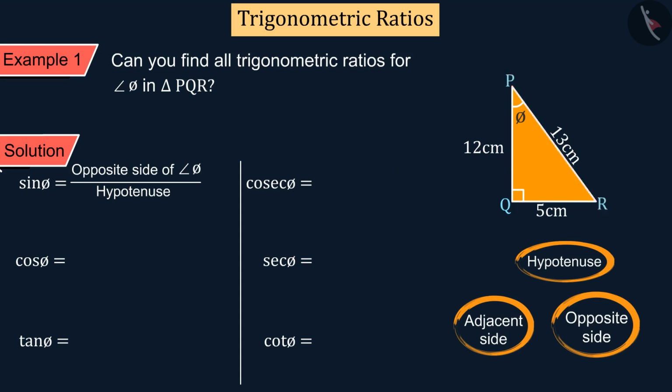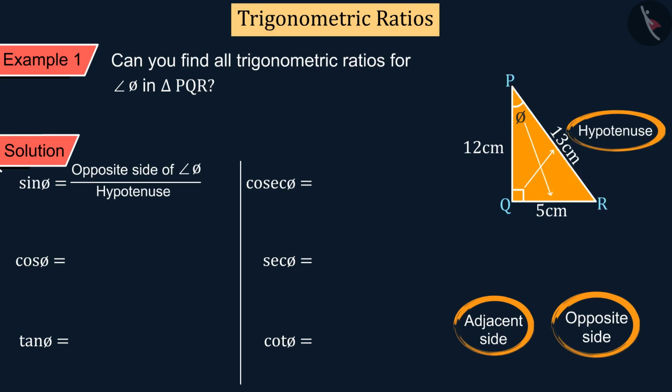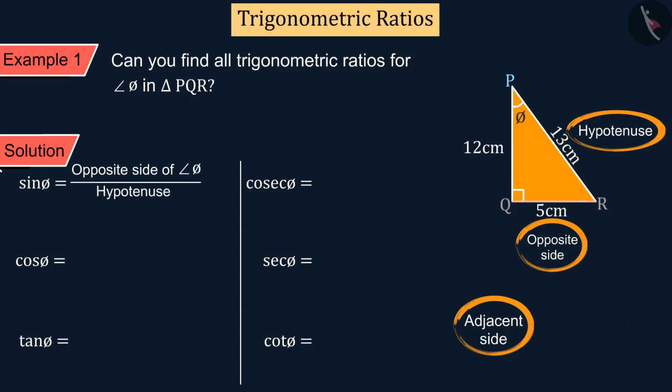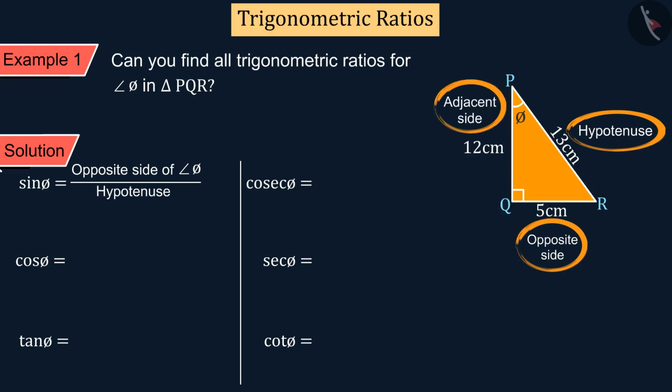Very good! The side in front of the right angle is the hypotenuse PQ. The side in front of angle phi is the opposite side QR, and the remaining side PQ is the adjacent side. So, by substituting the values of the opposite side and the hypotenuse, we get sine phi equals 5 upon 13. Similarly, we know that cos phi is equal to the ratio of the adjacent side to the hypotenuse, from which we get 12 upon 13.